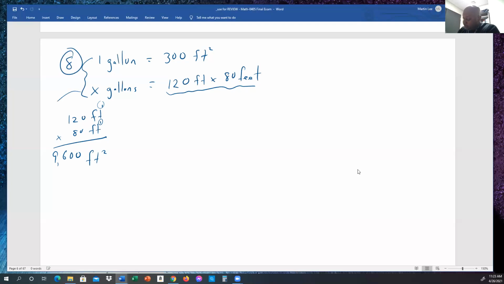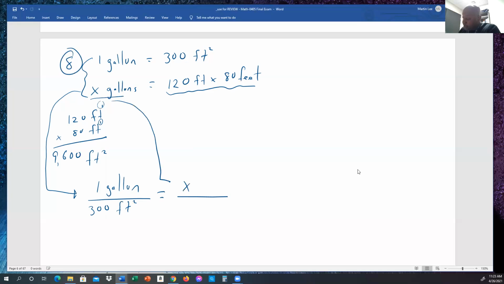So now we're going to rewrite this so that we have 1 gallon equals 300 square feet. And that's going to equal how many gallons, x, equals 9,600 square feet.